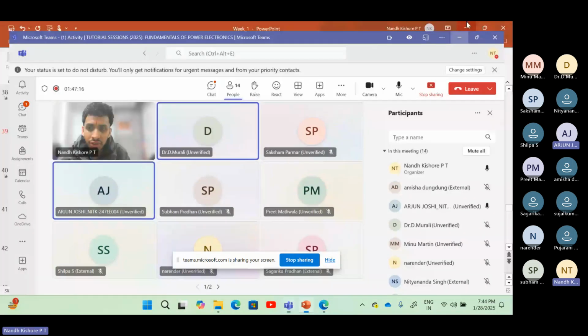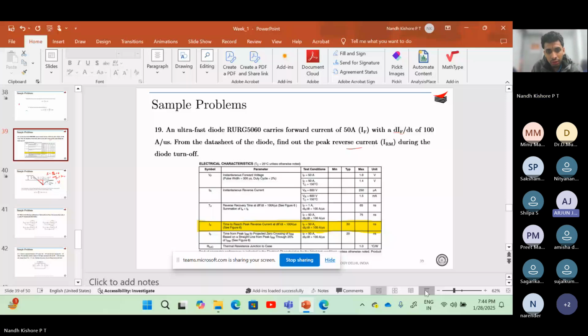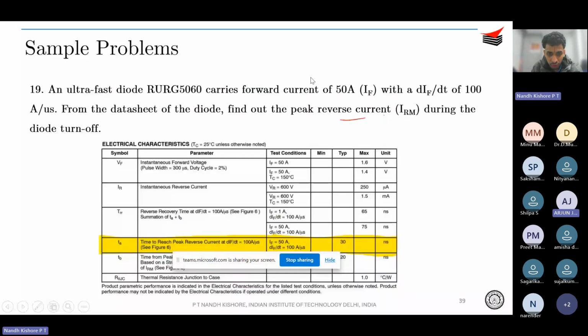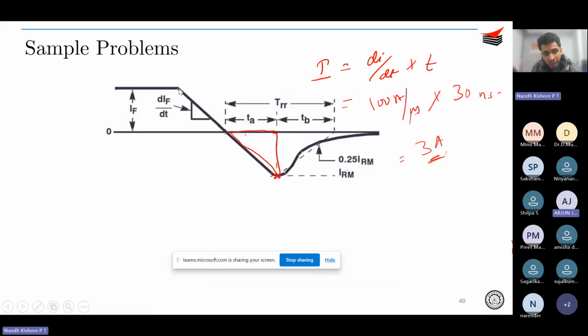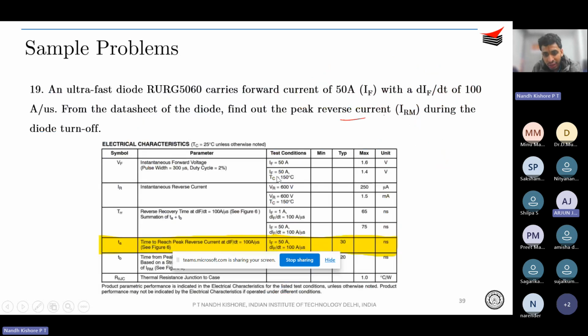So the peak reverse recovery current is the question. You know what the di by dt is, and they have given the total current as well. Don't get confused by this 50 amps of current. They have given just the di by dt, and from the data sheet you can find out what the TA is. From this diagram, you can understand that at the end of this TA interval, it's going to touch your peak reverse recovery current. So TA is given as 30 nanosecond, and you know the di by dt.